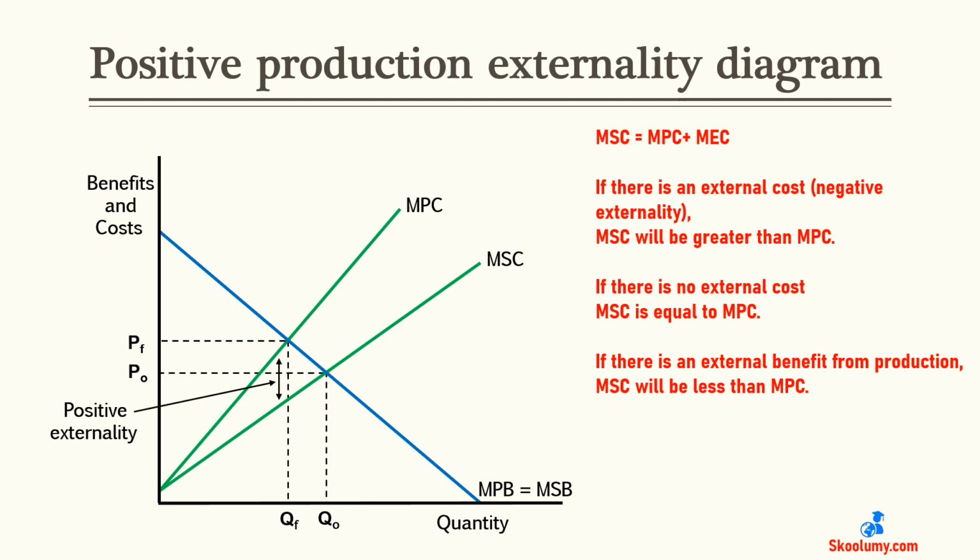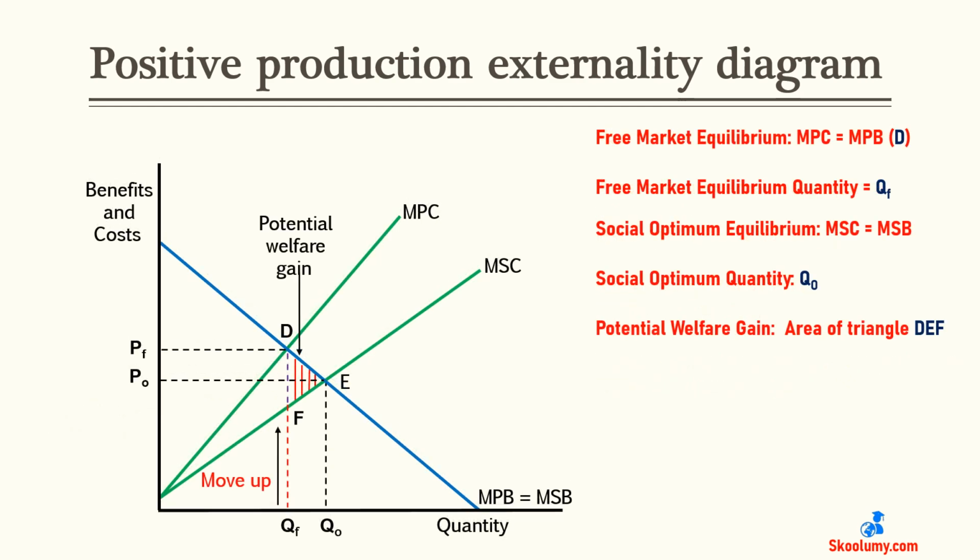Positive production externality means that productive activities are beneficial to third parties. This means the social cost will be less than the private cost. Therefore, the marginal social cost curve will be below the marginal private cost curve. The free market equilibrium, point D, is where the marginal private cost and marginal private benefit are equal. The free market equilibrium quantity is QF.